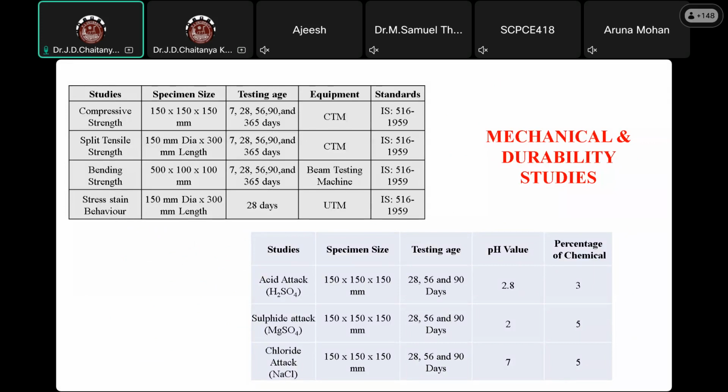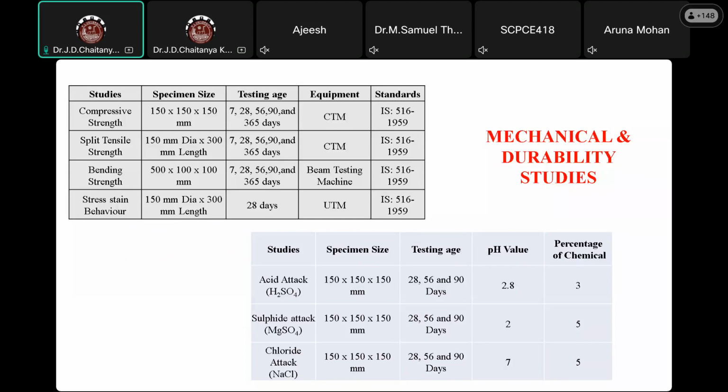First of all, we cast the specimen. After it hardened and the final setting time was finished, we went for 28 days of normal curing first. Only after 28 days of normal curing did we go for the acid attack, chloride attack, and sulfate attack tests.